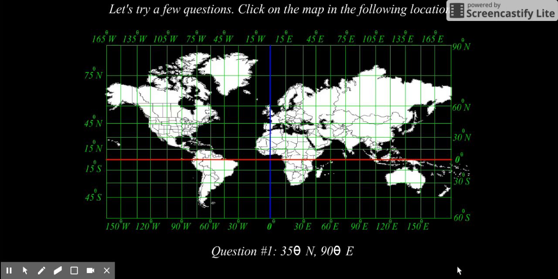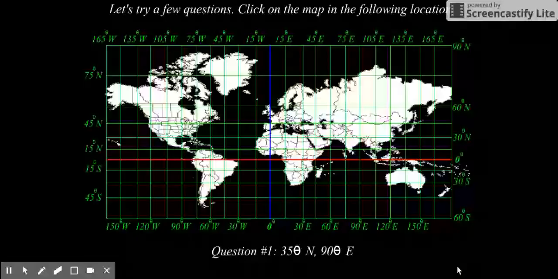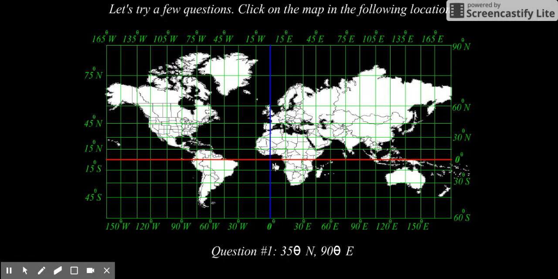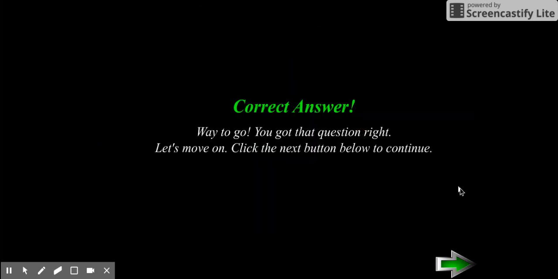Click on the map at 35 degrees north and 90 degrees east. So we're going to start where they intersect. 35 north means I'm going to go up a little bit past the 30. And 90 east means I'm going to go to the right until I get to the line labeled 90. We got it.